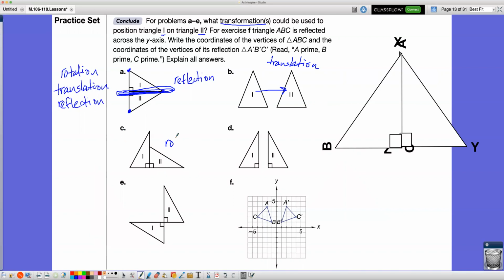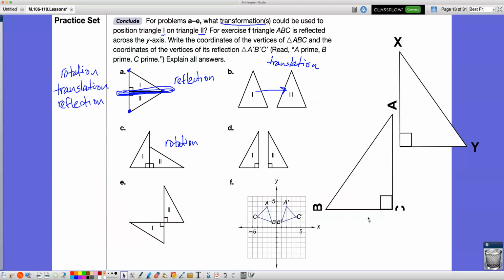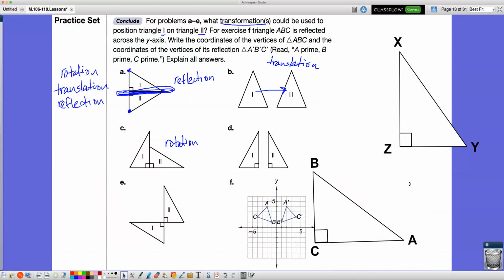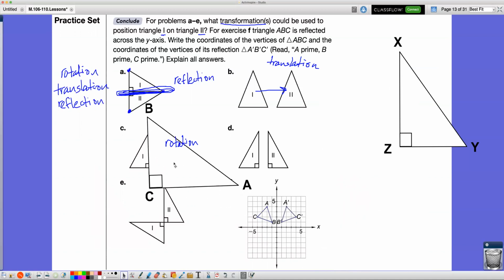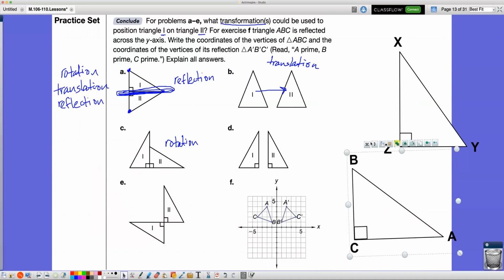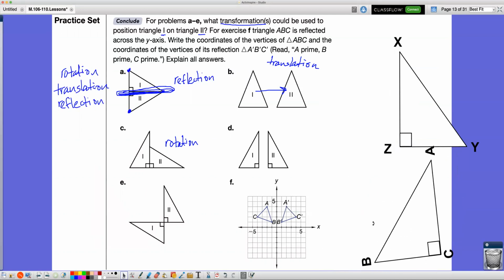If you said rotation, you are correct. Rotation, in this case, it'd be very much like this if it was in this position right here, and then we were to rotate that. It's similar to that, exactly what you see there. So you see that to go from triangle 1 to triangle 2, it's like rotation.